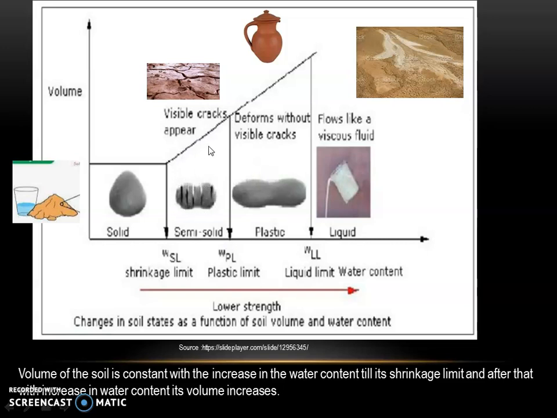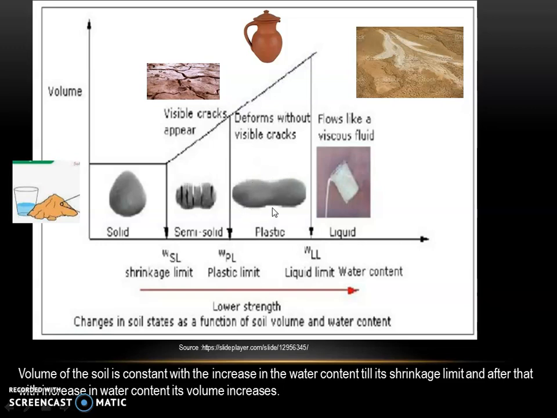And in semi-solid state we can see that there is a formation of cracks, and we cannot mold the soil into any shape. If we try to mold the soil into the required shape, there will be formation of cracks, and the soil will remain in this state till a limit is reached, which is called the plastic limit. And with further increase in the water content, soil will change from semi-solid state to plastic state. And here we can see that with increase in water content, there is also increase in the volume.